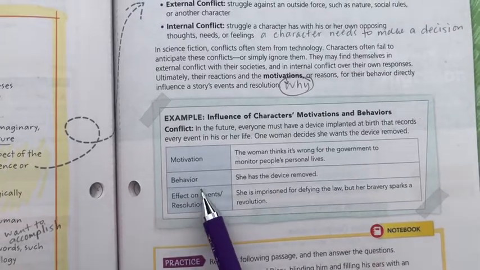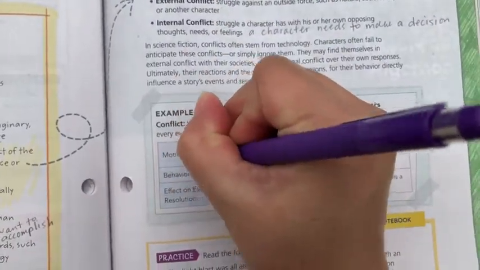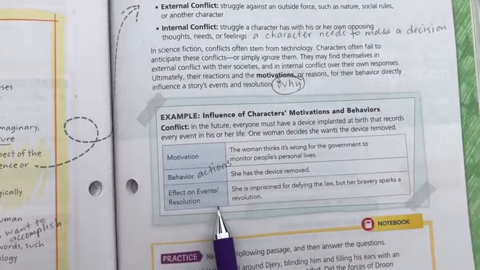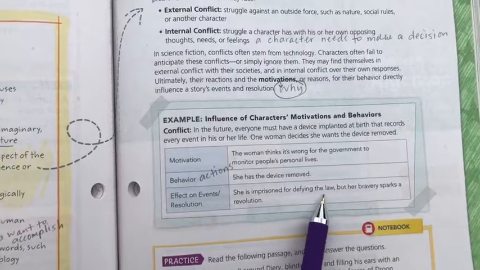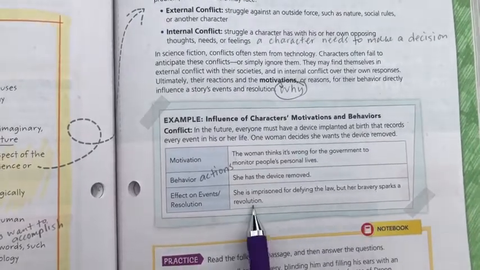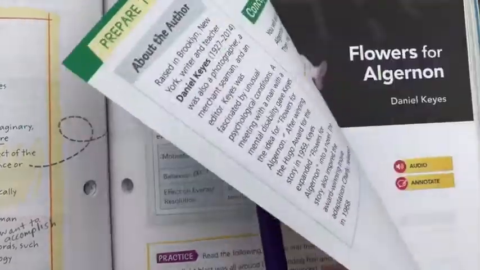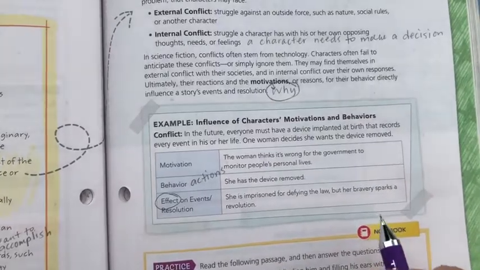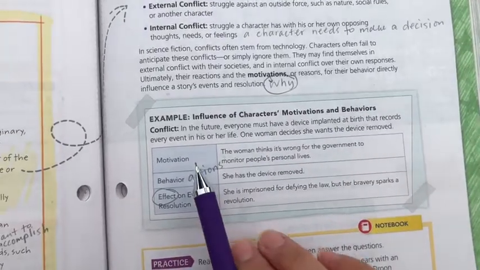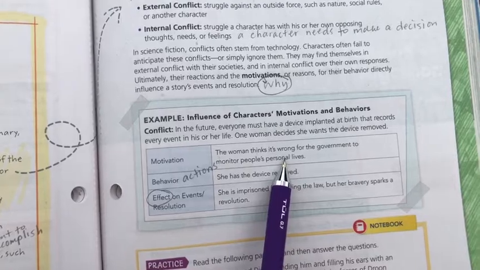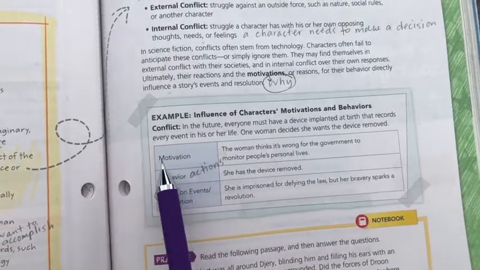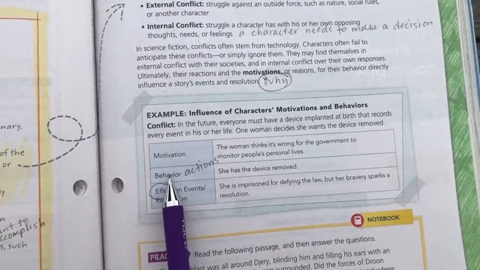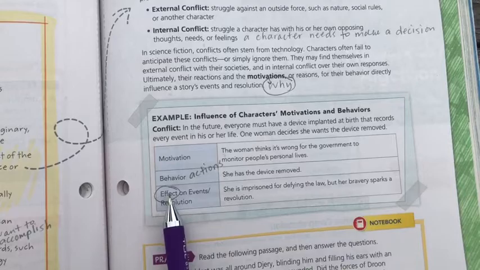The behavior, what she actually does, or actions, is that she has the device removed. And the effect on the events, or the resolution, is that she's imprisoned for defying the law. But her bravery sparks a revolution, right? So we have kind of a cause and effect. And obviously it says here that it does affect the events. So there always needs to be a reason why a character does things. Motivation is the reason for the behavior, and the behavior causes certain effects in the plot.